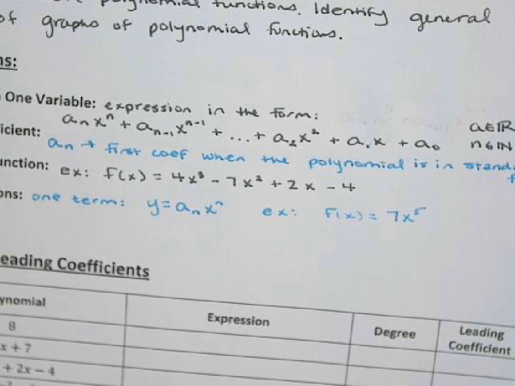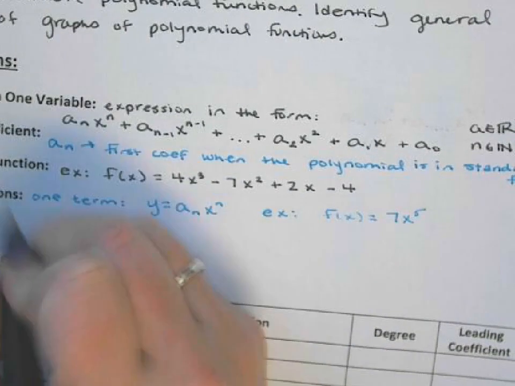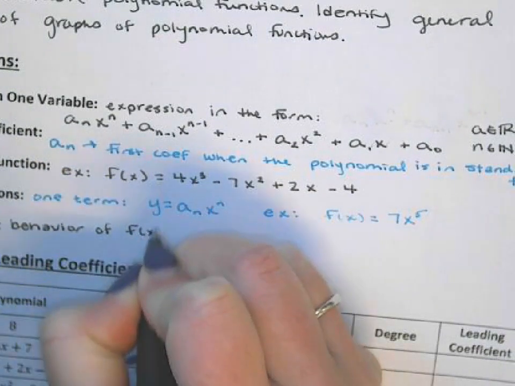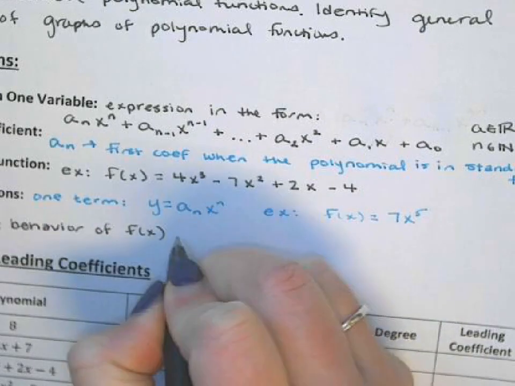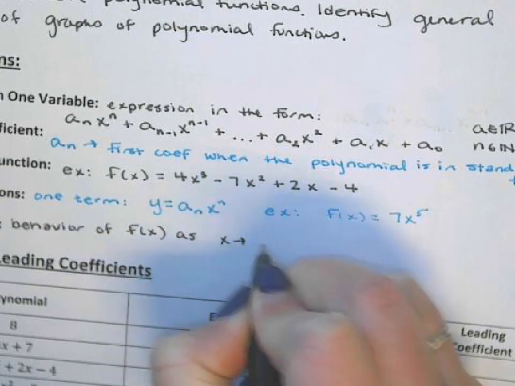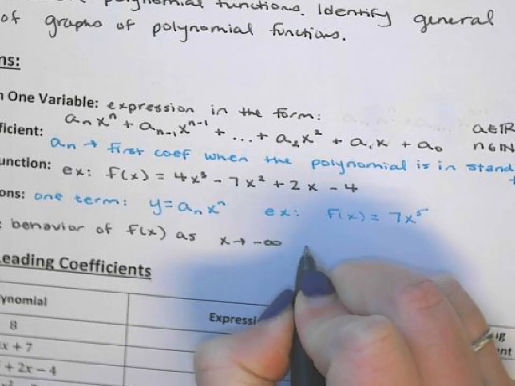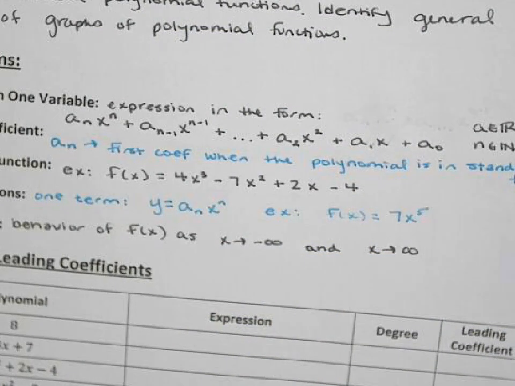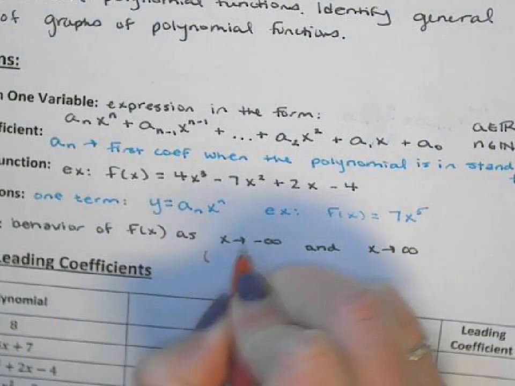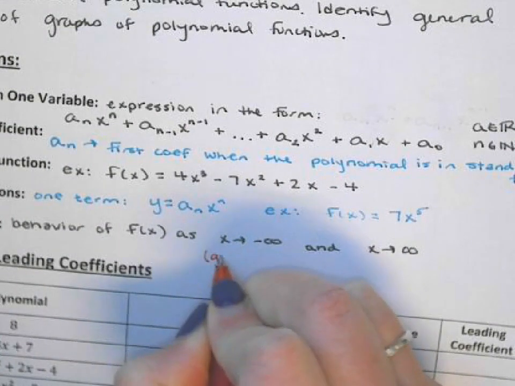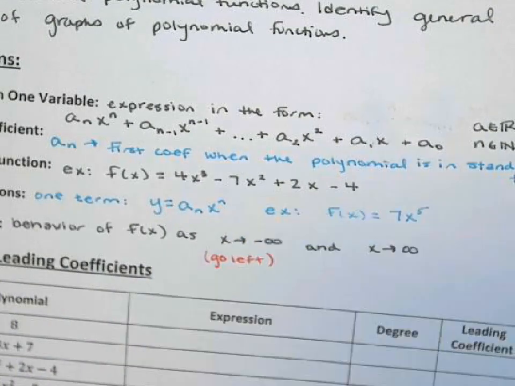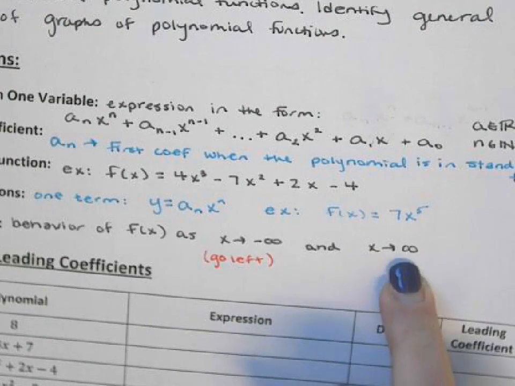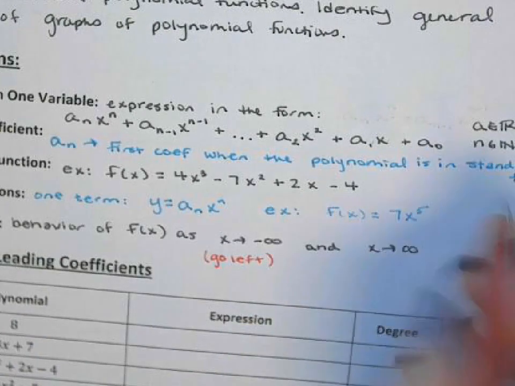And the end behavior is the behavior of f of x as x goes towards negative infinity and as x goes towards positive infinity. So what this means is, if you're looking on the x-axis for negative infinity, you'd be looking to the left. If you're looking where x goes towards infinity, on the x-axis, that's going to be off to the right.